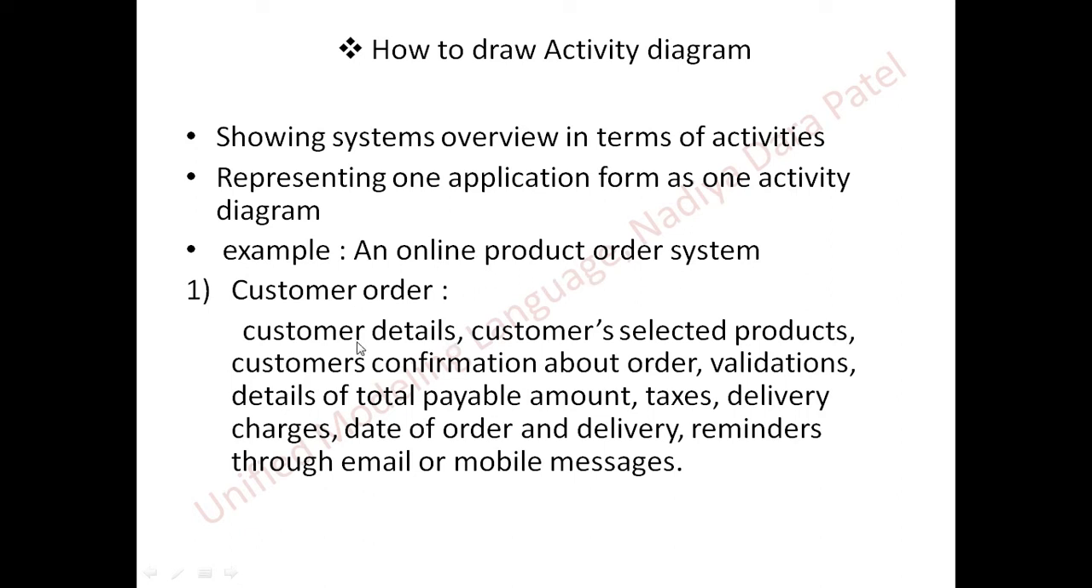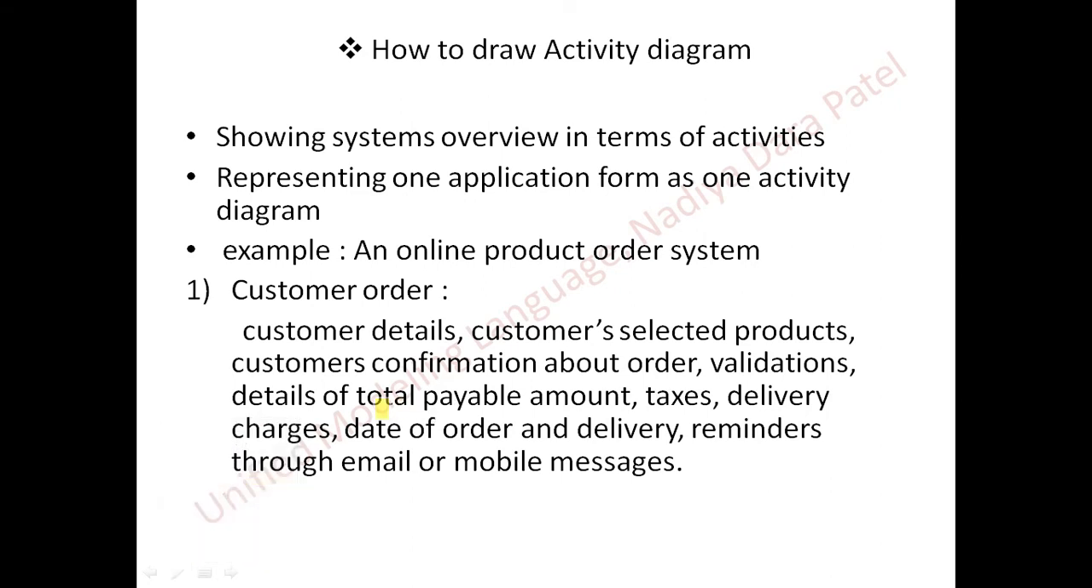It is going to have customer detail, customers selected products, customers confirmation about order, validations. I have written all possible activities which I found. This is how you have to sit and work it out. After doing this, collect the activities which come or which get performed simultaneously.